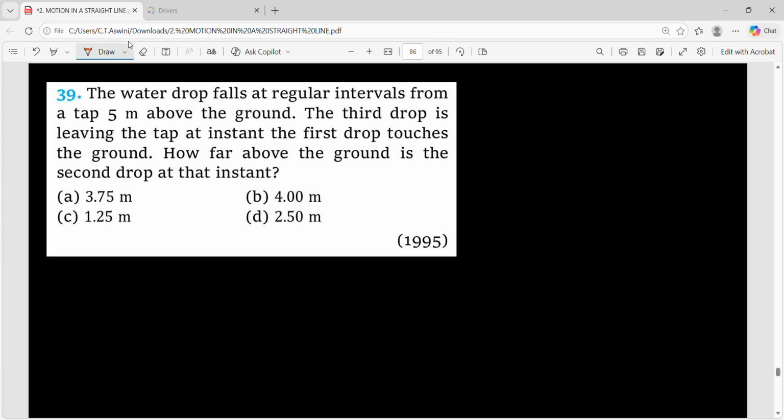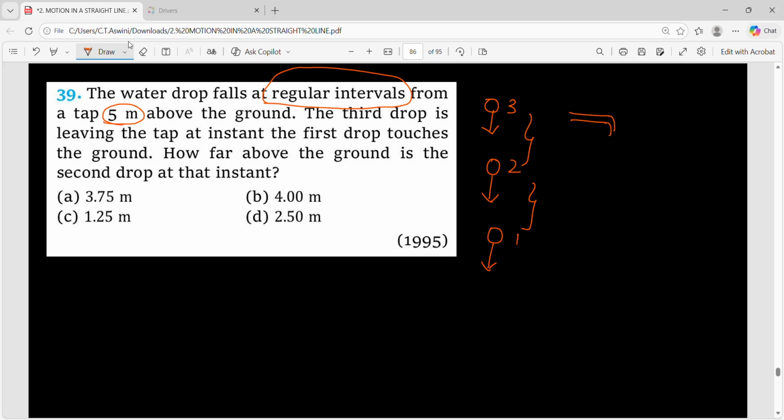Yeah. The water drop falls at regular intervals. That means time gap is same. This is the first drop. Again, one more drop. That means imagine these are the drops that are falling. First drop, second drop, third drop. And what about the time here? Time gaps are equal. From a tap 5 meters above the ground.